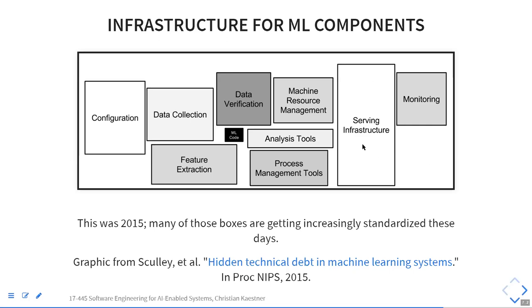Like serving infrastructure, we can just rent certain services of AWS or Google, where you just upload the model file and they take care of the serving, right? Monitoring, there are tons of open source infrastructure that we can set up to monitor a system that will help us with this task, right? Machine resource management, things like Kubernetes, cloud management, and so on. This has all shrunken in the last 5 years. There's lots of automation, lots of innovation, and standardization. But there's still a lot more than just the model learning, right?